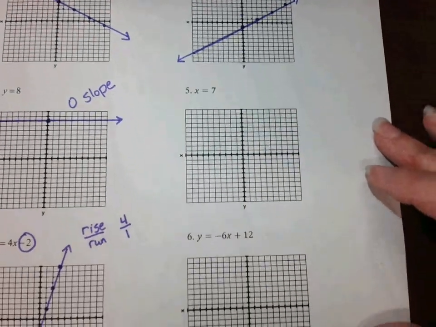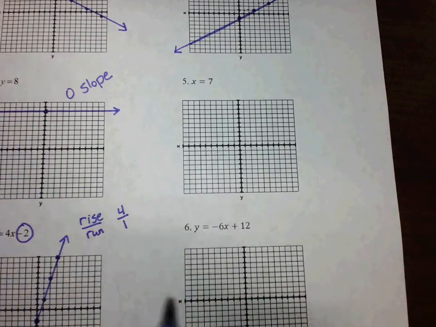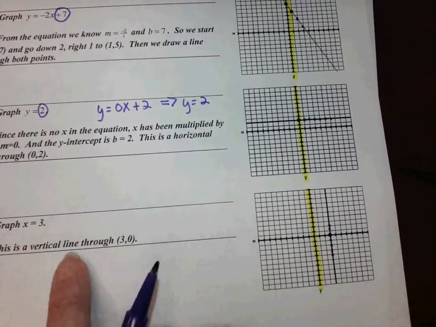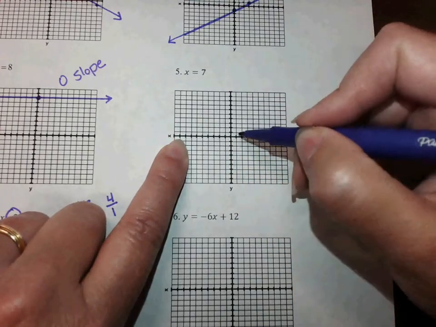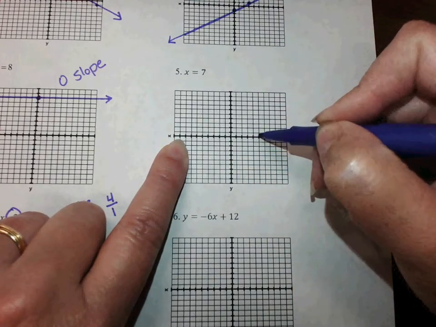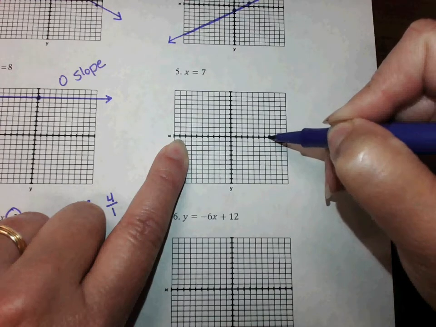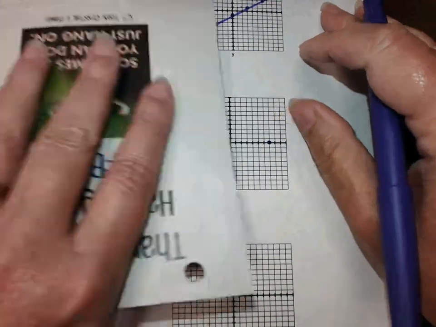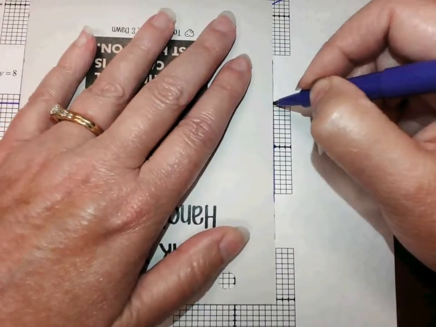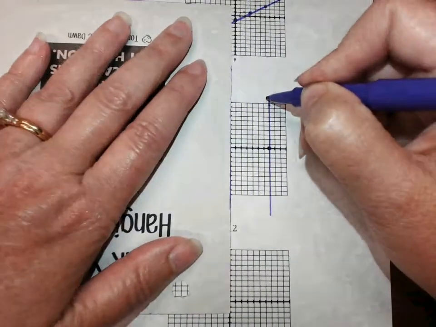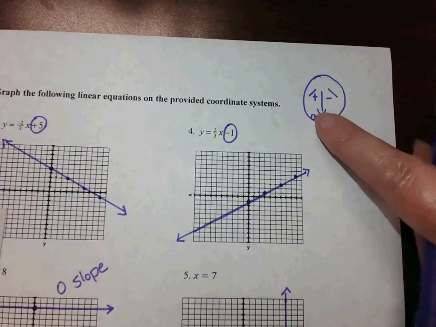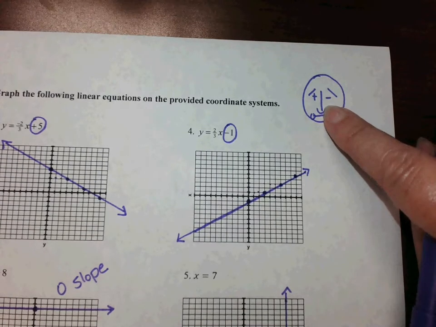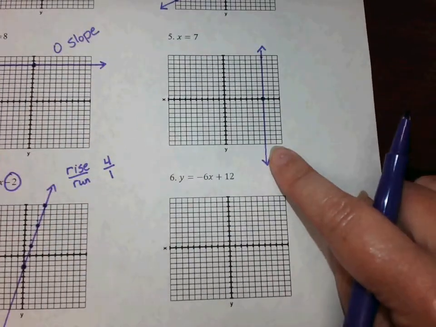Alright, x equals 7. My front page told me if I get something like that, it's going to be a vertical line through that 7 on the x-axis. So x equals 7, so I go to 7 on the x-axis. 1, 2, 3, 4, 5, 6, 7. And it's going to be that vertical line through that 7. And this is an undefined slope, right? The U, the tip of his nose, stands for undefined. It's an undefined slope.